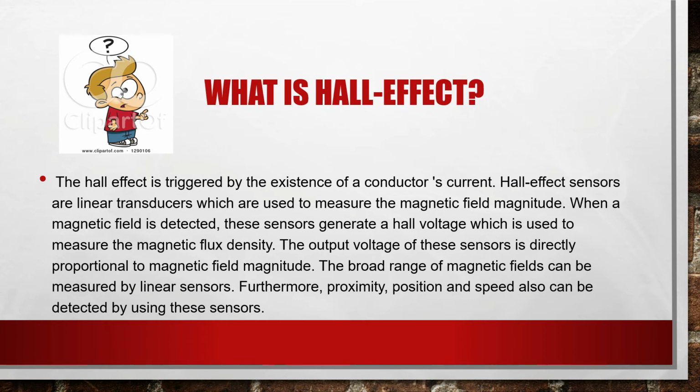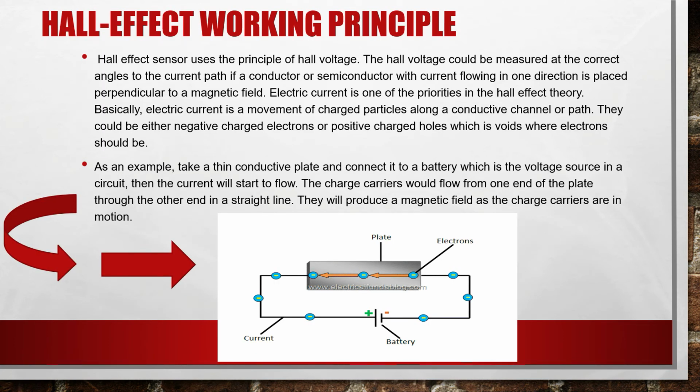Hall voltage tu juga kita boleh guna untuk measure magnetic flux density. Hall voltage tu juga dia directly proportional to magnetic field magnitude. So kat sini lagi tinggi magnetic field magnitude, lagi tinggi voltage dia. Okey, seterusnya kita akan sambung dengan Hall effect working principle.